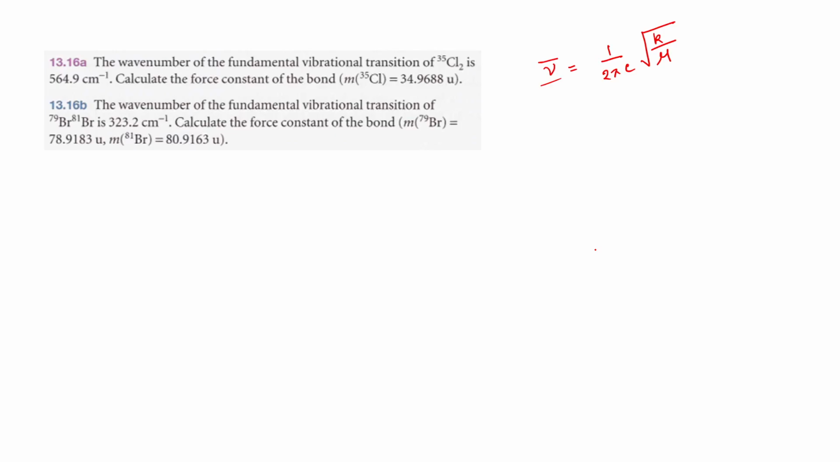The next question: the wave number of the fundamental vibrational transition for 79 bromine and 81 bromine. So this is bromine, Br2, but with two different isotopes. Calculate the force constant. Again, the same question, just the isotopes are different, so your calculation is a little bit tougher than the previous one. Earlier, in the reduced mass calculation, you could have cut one value. Anyway, that's one thing.